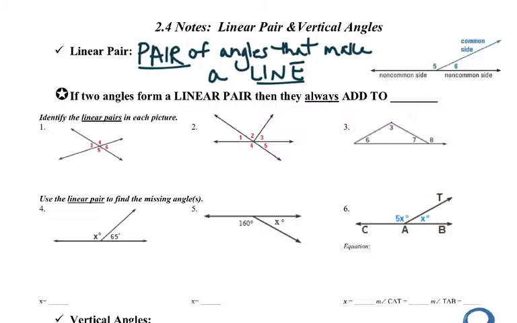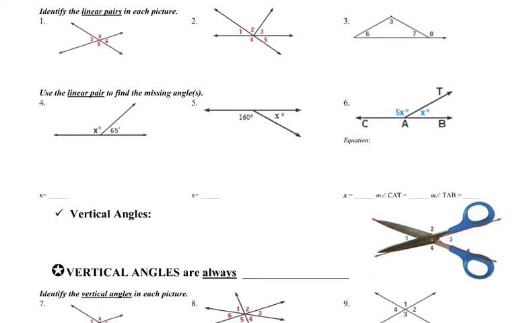So a linear pair is going to be represented like this, again, a pair of angles that make a line. They're also supplementary, so either way, they're always going to add to 180 degrees. A lot of times in our pictures, we've got multiple linear pairs. So this is asking us to identify linear pairs. Sometimes I say that linear pairs kind of look like a sunrise or a sunset.